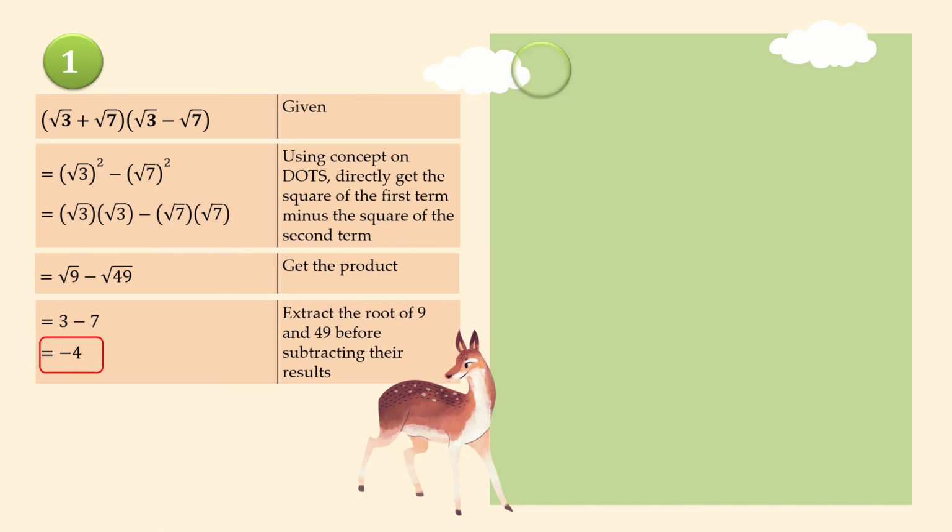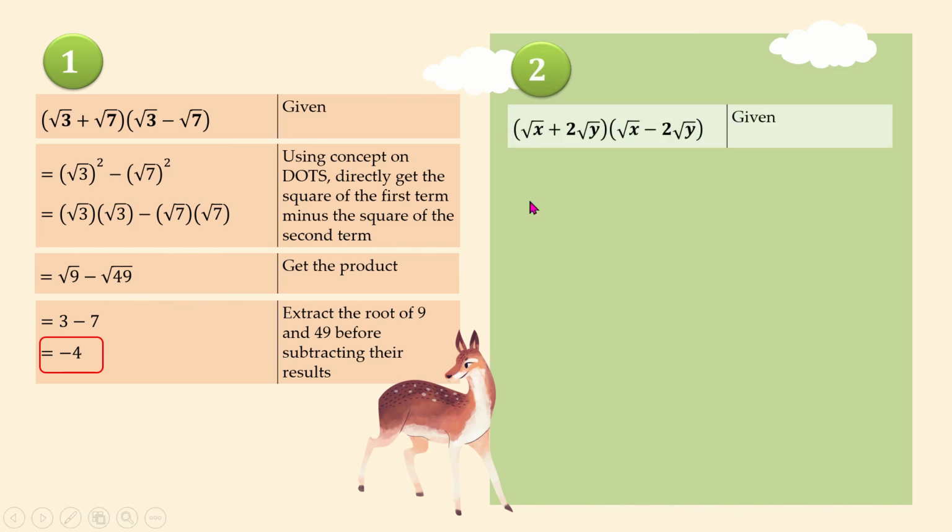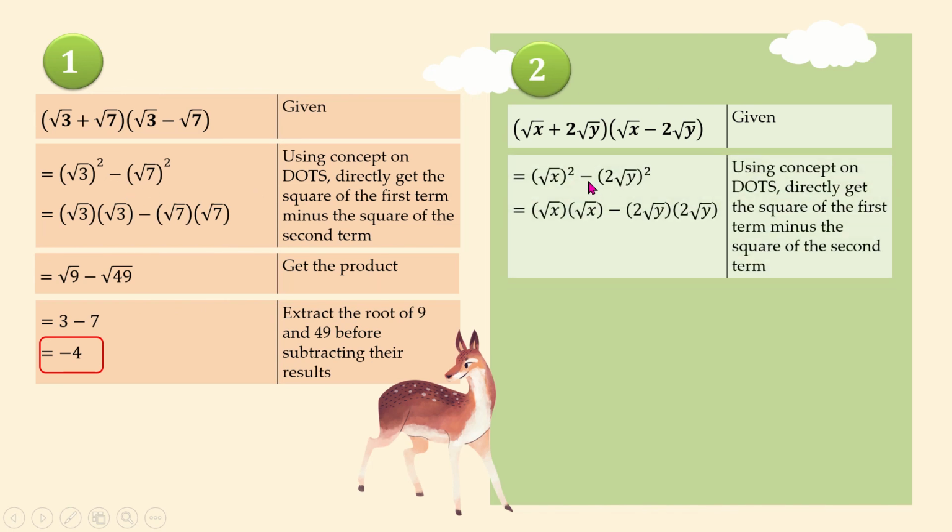Next, let us continue. Example number 2, with variables: square root of x plus 2 square root of y times square root of x minus 2 square root of y. For this, we take the square of the first term minus the square of the second term. So the square of square root of x minus the square of 2 square root of y, using DOTS.